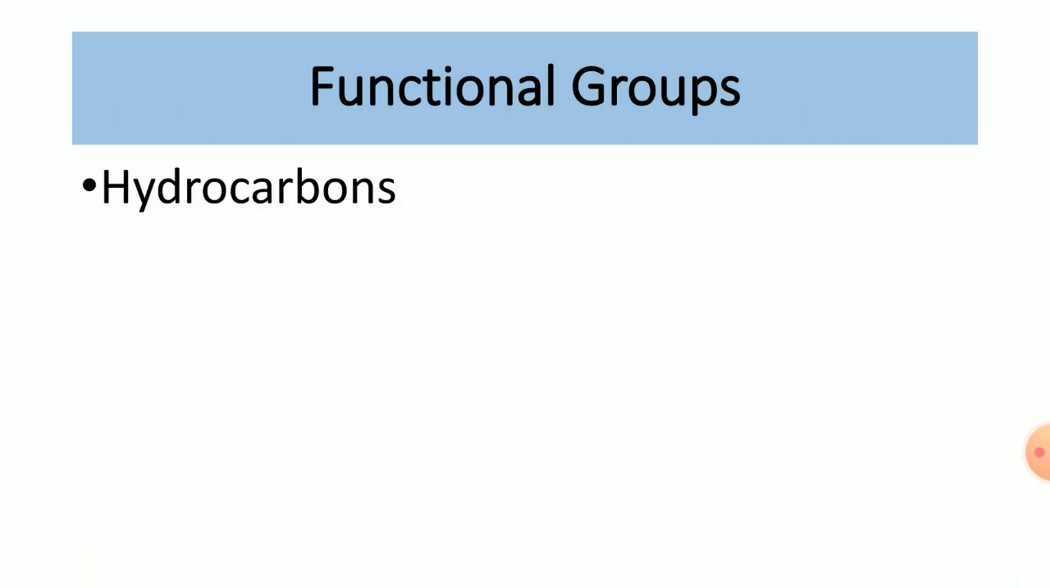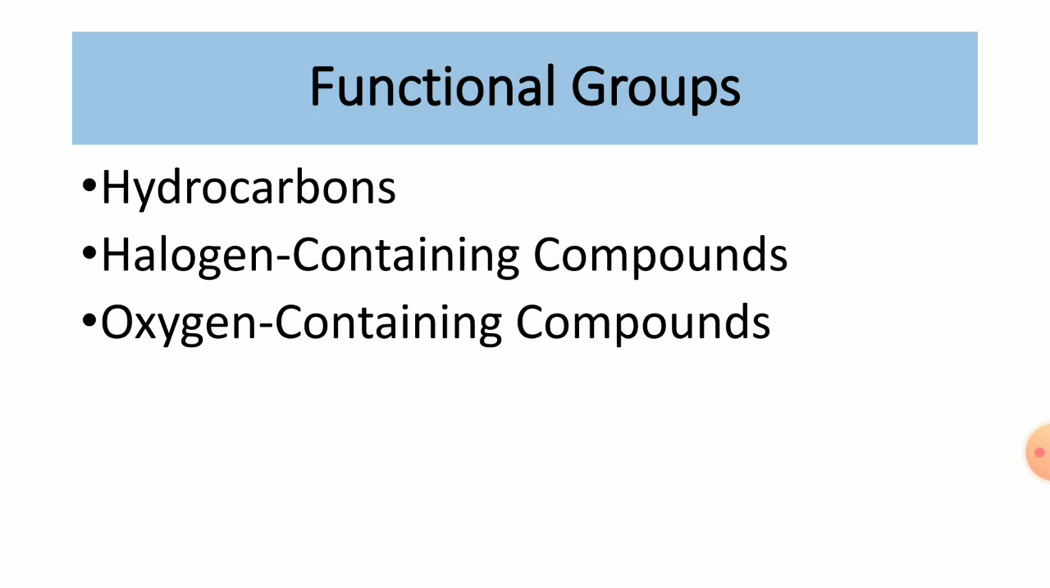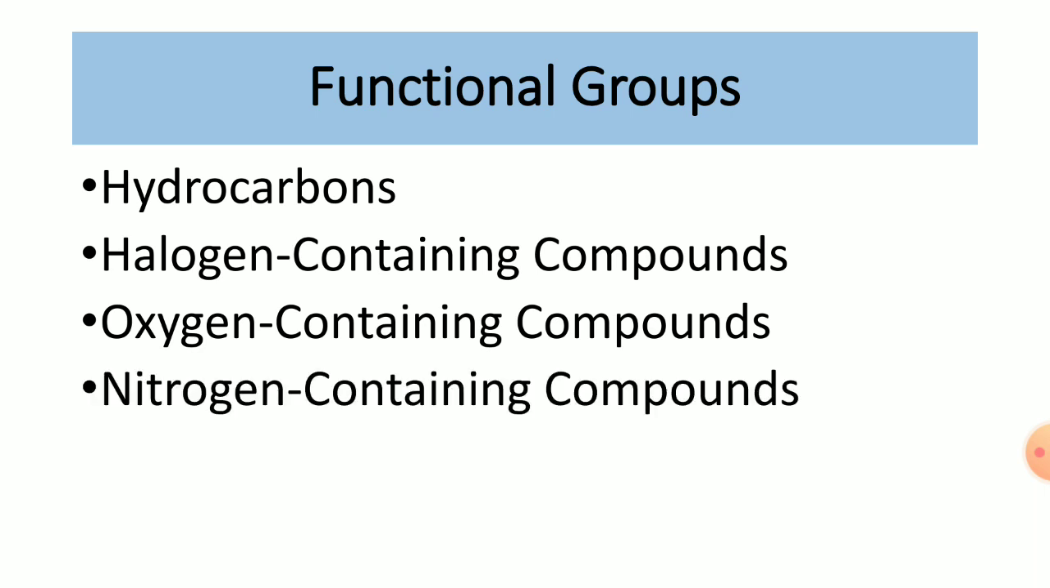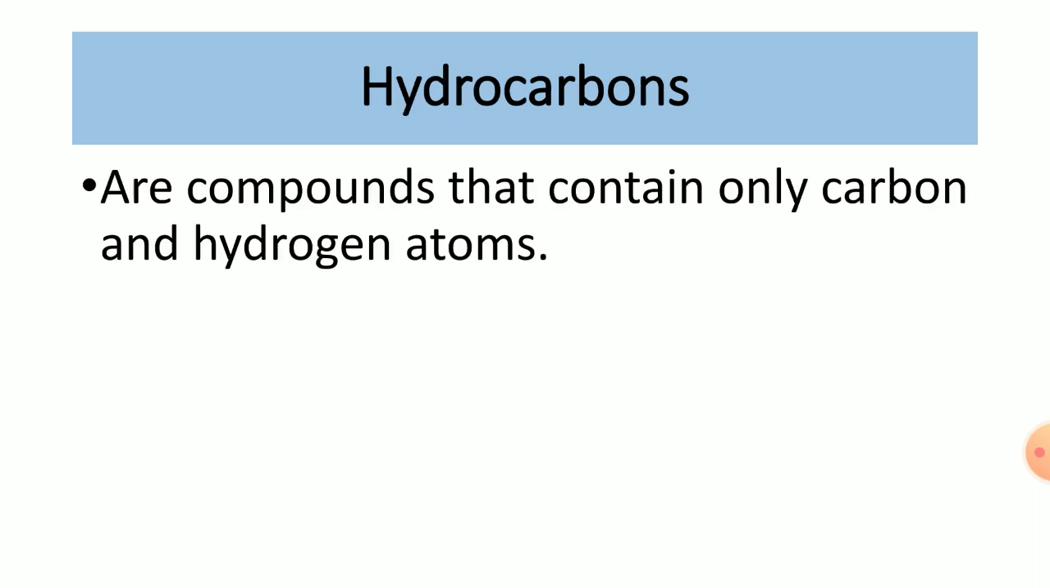So, we have here the most common functional groups. We have the hydrocarbons, halogen-containing compounds, oxygen-containing compounds, and the nitrogen-containing compounds. But in this video, I will only discuss hydrocarbons. So hydrocarbons are compounds that contain only carbon and hydrogen atoms.